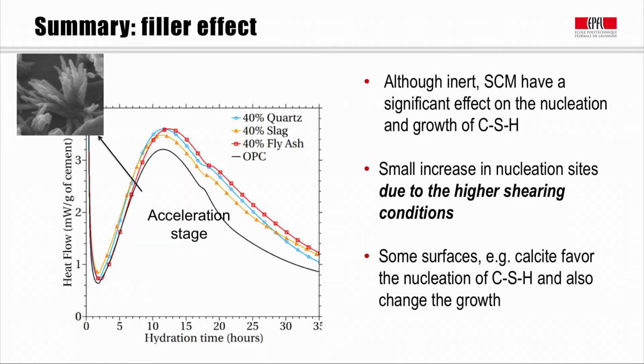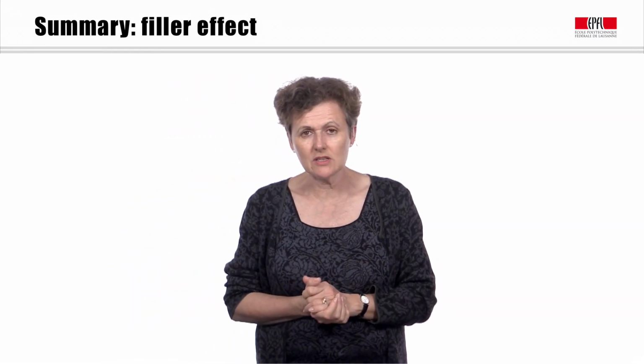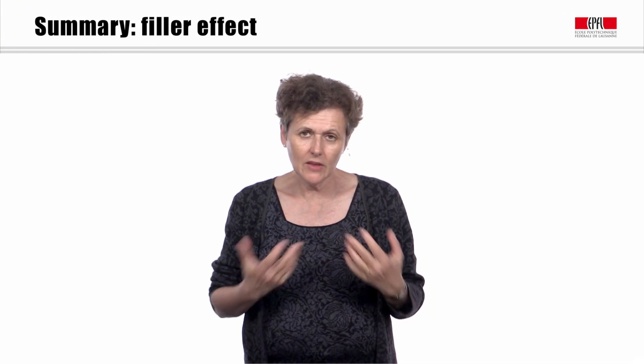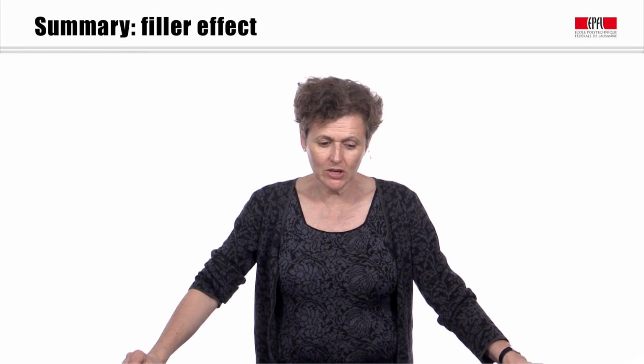To summarize this module, although they are inert, these supplementary cementitious materials do have a very significant effect on the nucleation and growth of CSH. We have a small increase in nucleation sites due to high shearing conditions, but some surfaces, for example calcite, also favor the nucleation of CSH and change the growth pattern. So now we've looked at this main hydration peak and what happens with supplementary cementitious materials. Next time we'll look at the longer term hydration. Thank you.